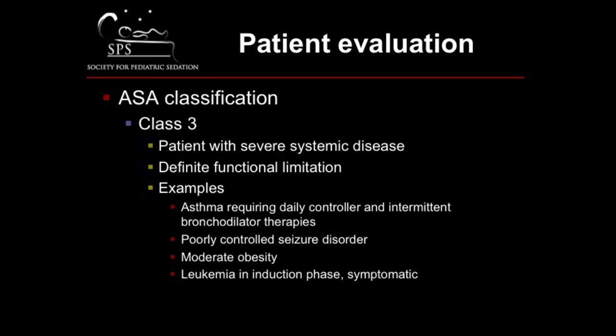An ASA Class 3 patient is a child with more significant and active underlying systemic disease that is associated with some notable degree of functional limitation. Examples might include a child with chronic persistent asthma who requires sedation for an unrelated procedure, a toddler with ongoing active seizures and neurologic impairment who requires sedation for a brain MRI while hospitalized, an obese teen who requires sedation for dental work, or a child with newly diagnosed leukemia requiring sedation for their day 8 lumbar puncture.